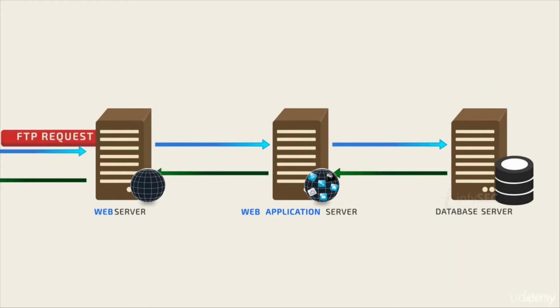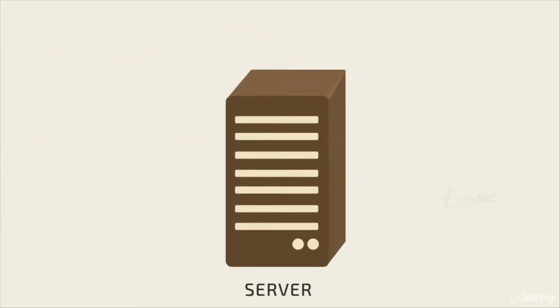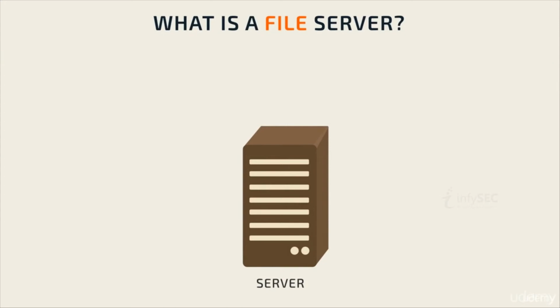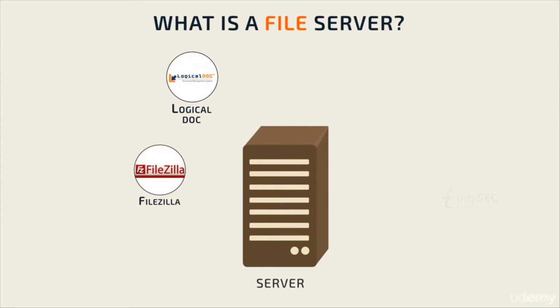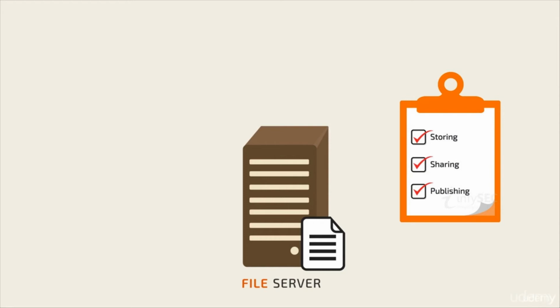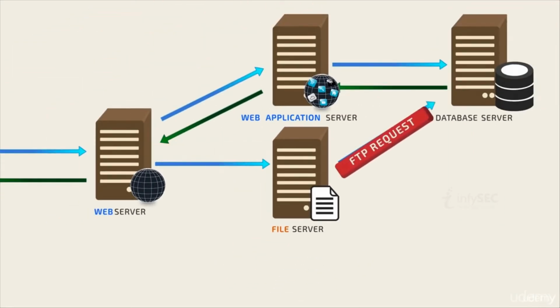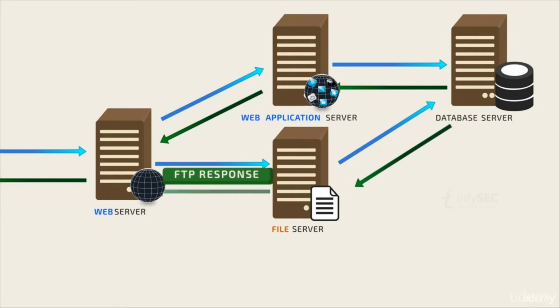When the request is for fetching a file from a server, it is handled by a file server. What is a file server? A computer installed with software such as FileZilla, Logical Dock, Cerberus FTP, etc., which is purposely designed for storing, sharing, and publishing files, is called a file server. This again uses the DB server to access the requested file from the DB and returns it back to the web server to produce the HTTP response.